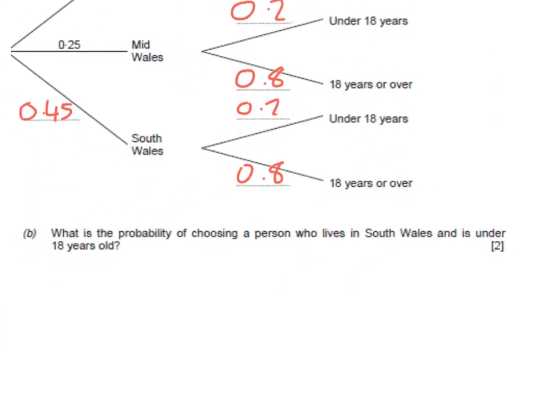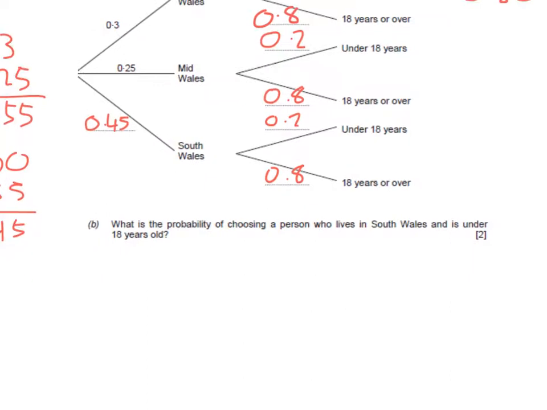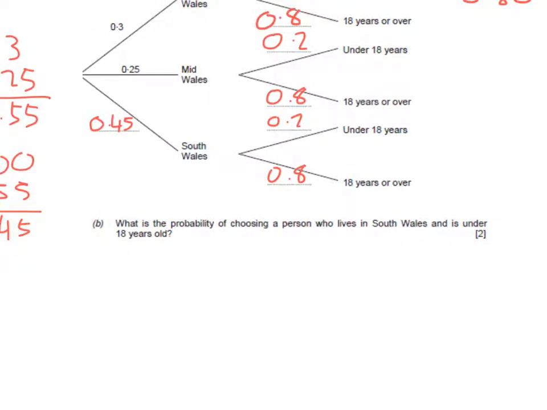For the next part of the question, it says, what is the probability of choosing a person who lives in South Wales and is under 18 years old? Now the word and is important, as that means multiply. Sometimes they'll use the word then, sometimes they'll use and, sometimes they'll say and then. So we know that it's South Wales, and we also know it's under 18 years of age. We know and means multiply, so we're going to do 0.45 multiplied by 0.2.